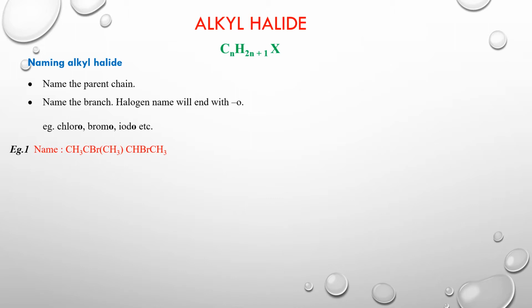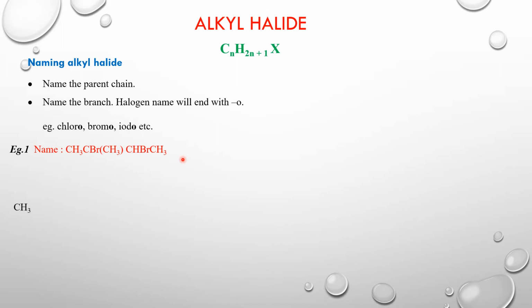So let's look at one example as to how we are going to name the alkyl halide given in example 1. This kind of structure that you are given here is represented as a condensed formula. So this is a condensed formula and we are going to draw the structure of this, and then we are going to identify our parent chain and the branches. Look at the order that I am going to draw.